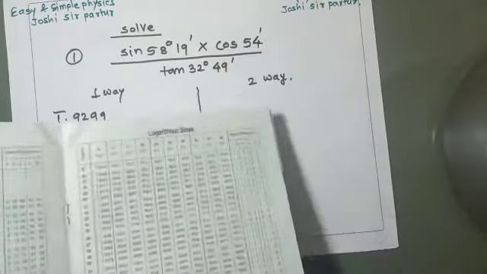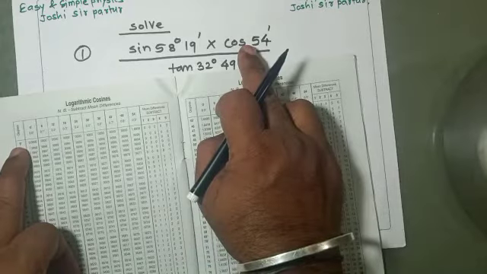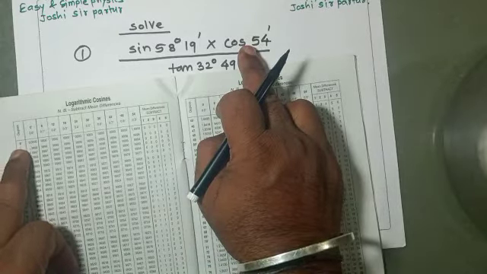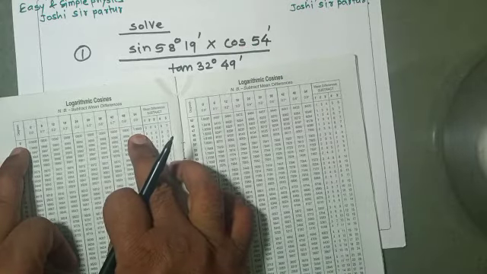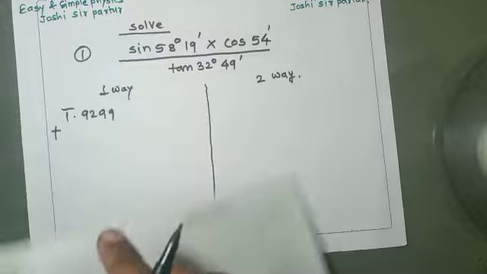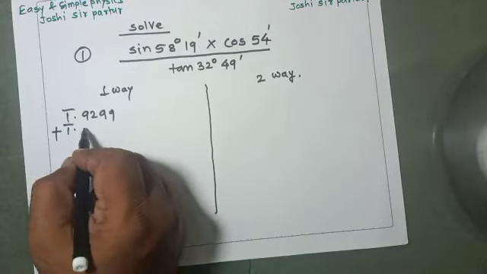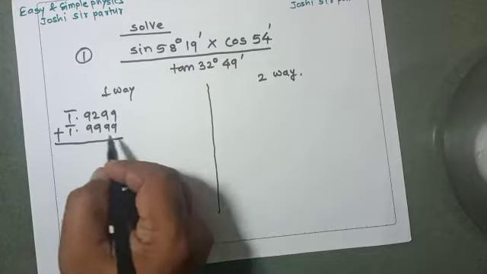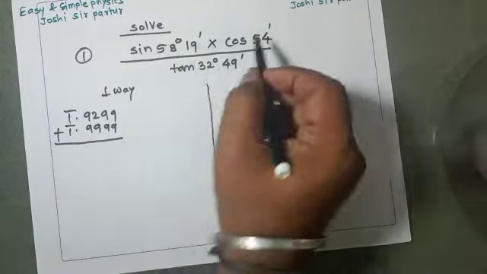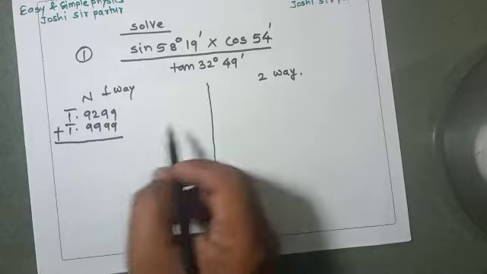Cos of 54 minutes. Whenever only minutes are given, we take it as 0 degrees. So cos 0 degrees 54 minutes is bar 1.9999. So these two numbers, bar 1.9299 and bar 1.9999, are in the numerator.